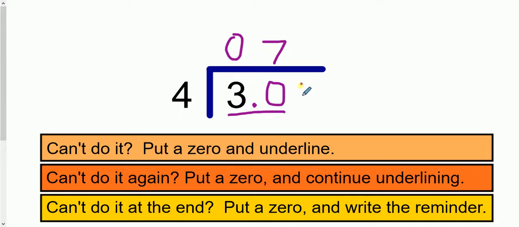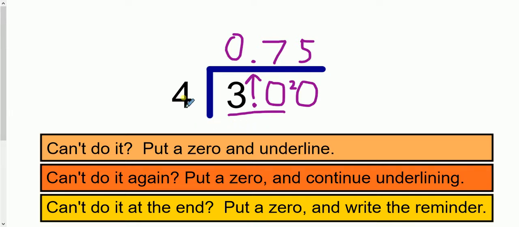So we'll add another 0 so that we can put the 2 next to that. Now, how many 4s are there in 20? And there is 5. And it works out perfectly. There is nothing left over after that. What's the last thing we need to do? We need to put in our decimal point. So we line it up, just like we have before. Our answer is 0.75.